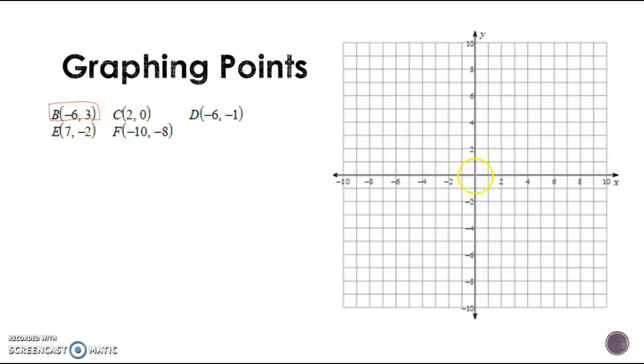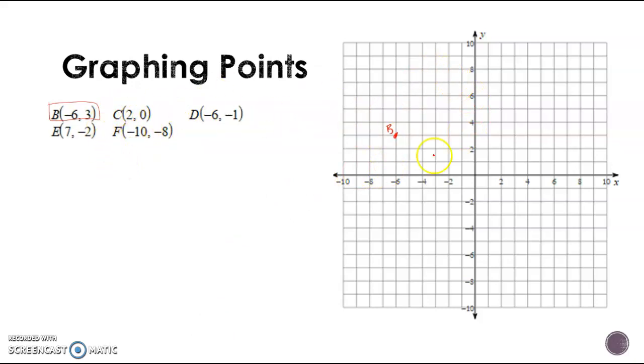So then from my origin, I'm going to go left 6 to the negative 6. And I'm going to go up 1, 2, 3. And I'm going to put my point there. And then I'm going to label that B, just so that we know where that is.